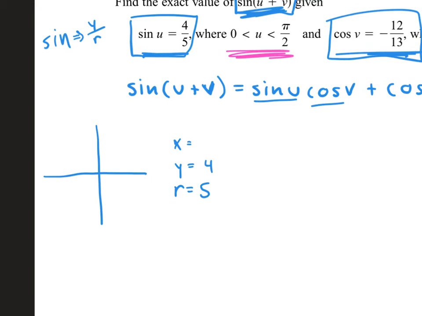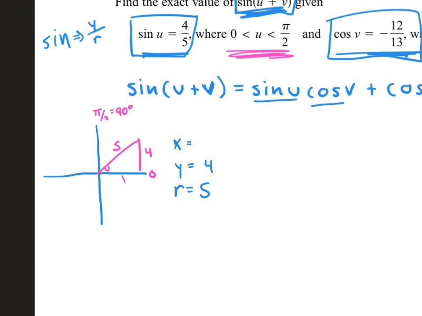First, second, third, or fourth? The first one, because we're going from 0 to pi over 2. Pi over 2 is the same thing as 90, so our first quadrant. So our triangle is over here. This is our theta, or u, we could call it. And we have y is 4, and r is 5. So we need to figure out what x is.